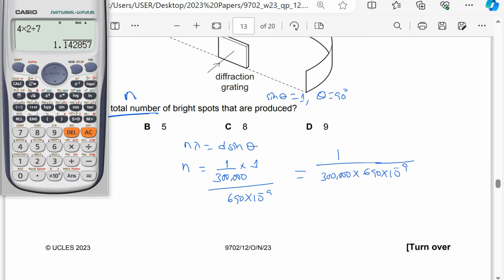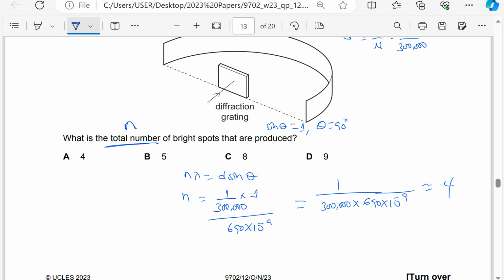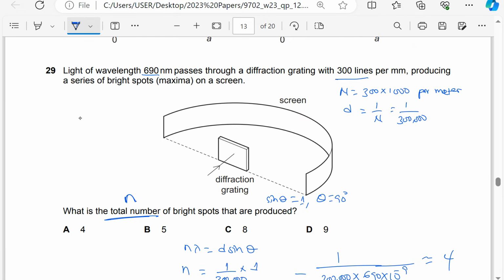So I'll just press my calculator. 300,000 times 690 exponent minus 9. So I'll say 1 divided by the answer. So this is 4.8. So I round off. It is supposed to be 4. It can't be 4.8. I'll round this off to 4. Now note that this is only in one direction. So the maximum on one side goes to n equals 4.